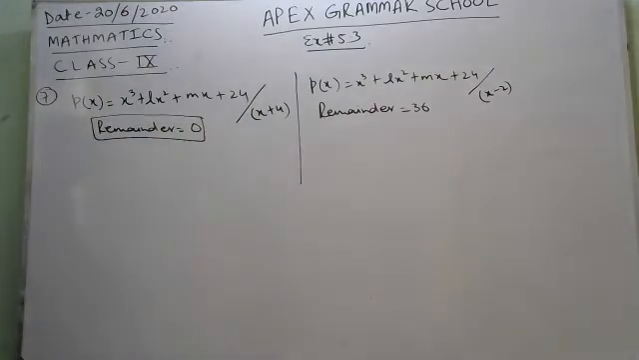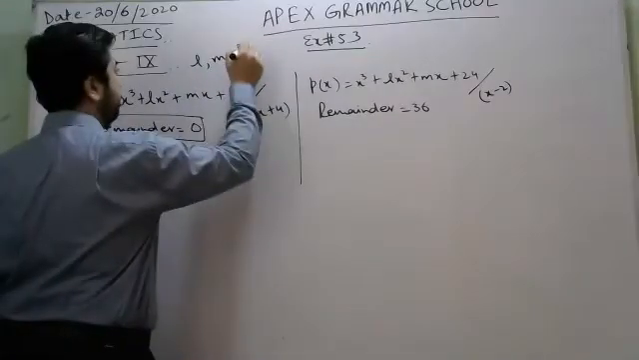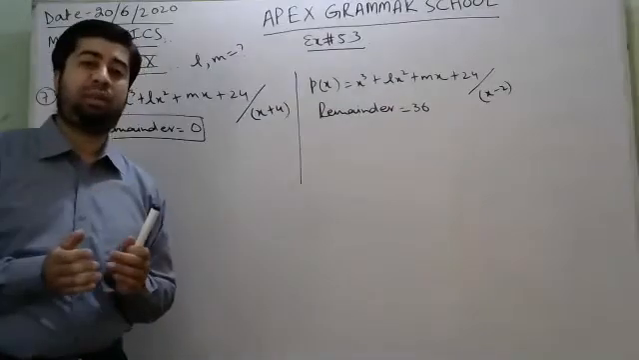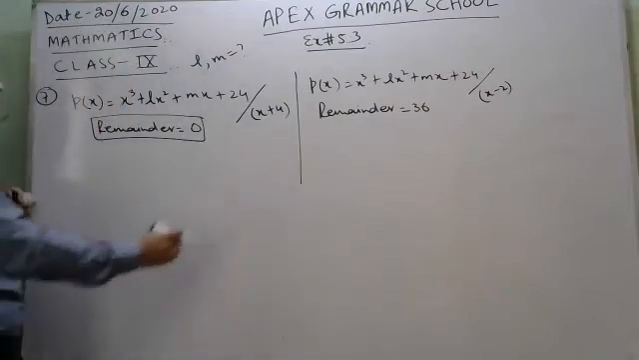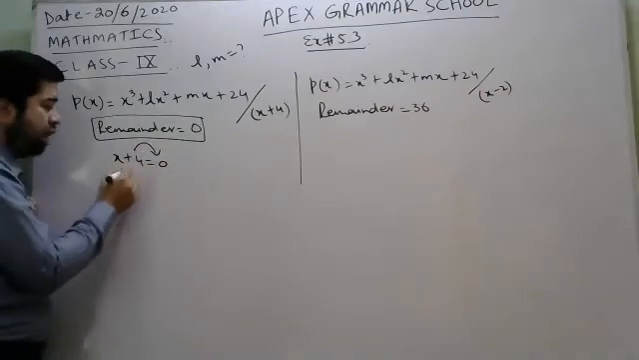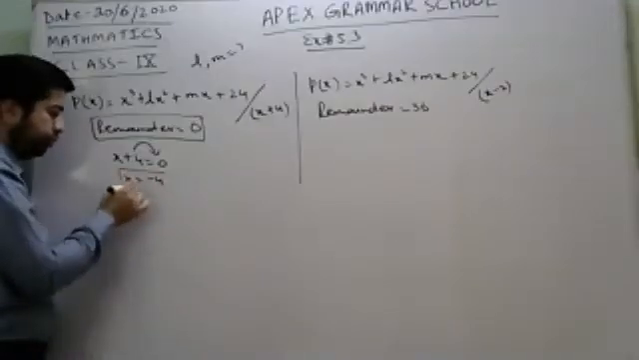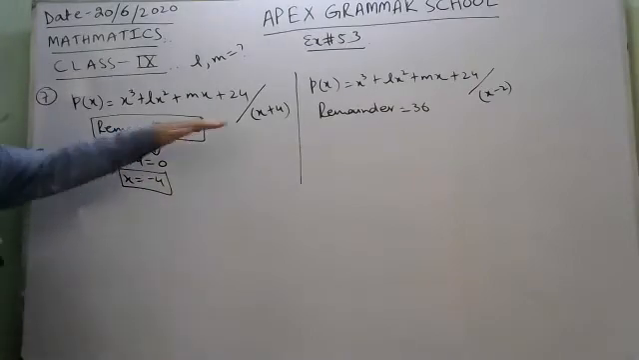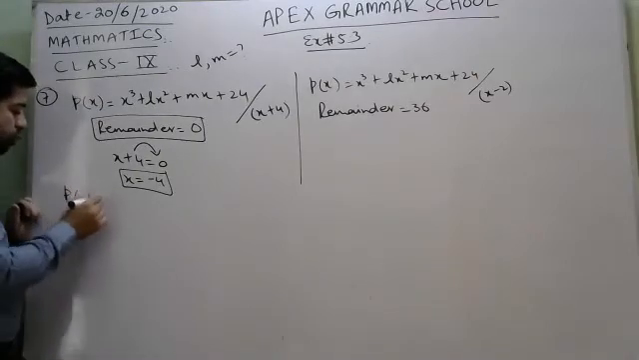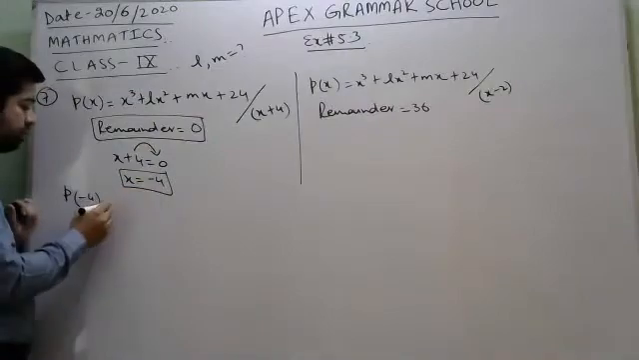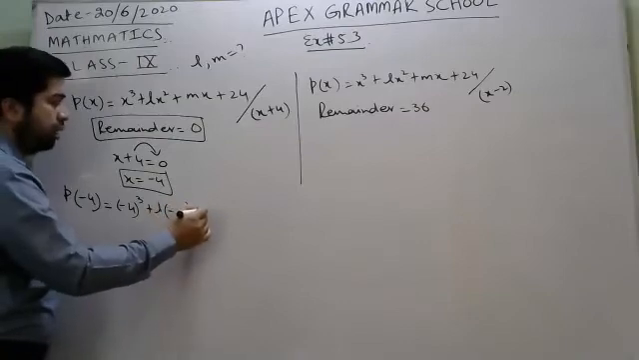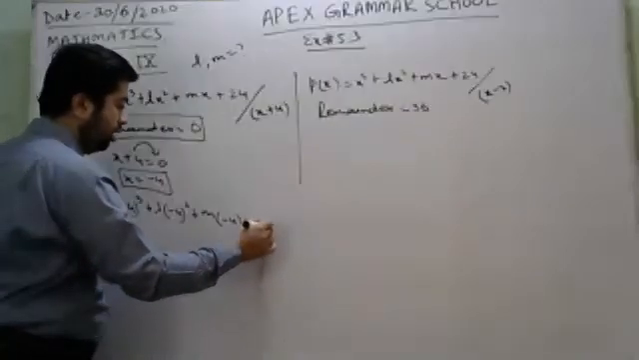Just like in the previous question, find the values of L and M. Just copy the previous method and apply it here. First of all, for x plus 4, apply the 0 method. X plus 4 is equal to 0, so the value of x will be minus 4. You have to put this value inside this polynomial. So p of minus 4 is minus 4 cube plus L into minus 4 square plus M into minus 4 plus 24.